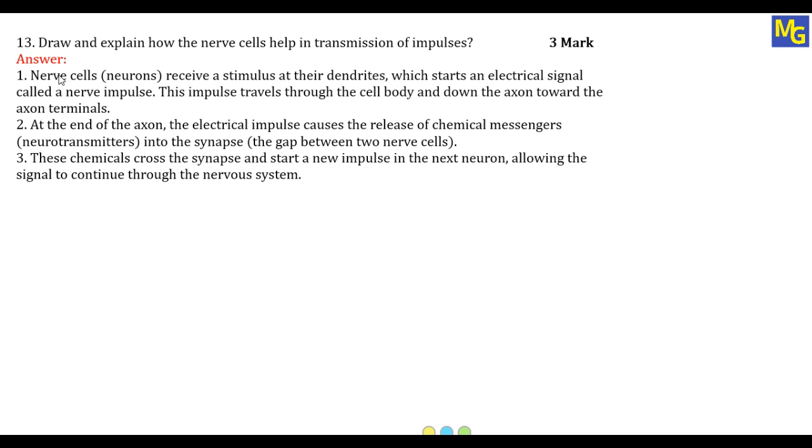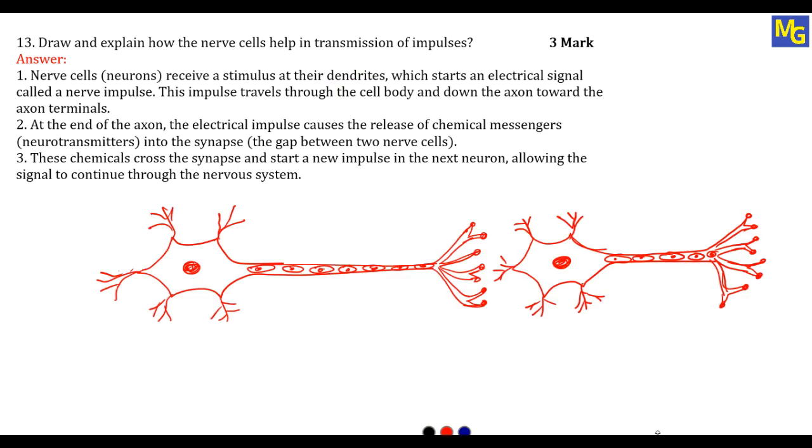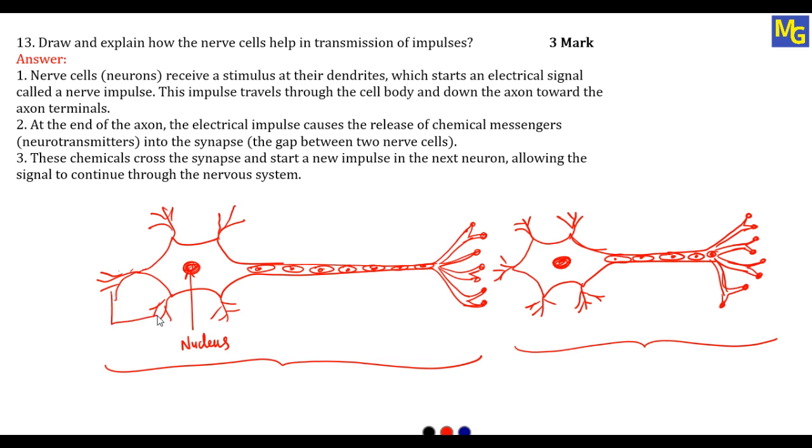So here the answer. First point is nerve cells, which are also called neurons, receive a stimulus at their dendrites. So let me draw the diagram of a nerve cell. So this is the diagram of a neuron. This is one neuron, you can see, and this is another neuron. In this neuron, this is the nucleus, so I'll write it here, nucleus. And these branched structures, you can see, these are dendrites. So I'll write, these are dendrites.